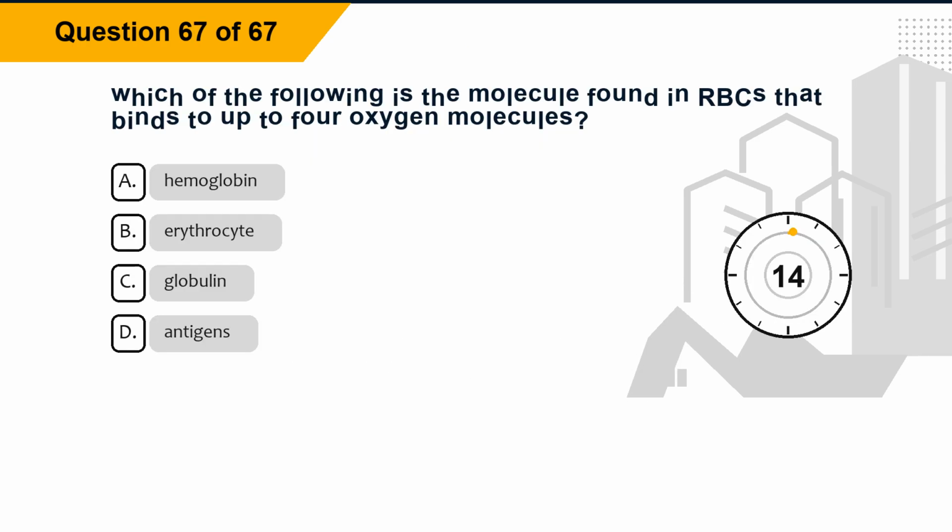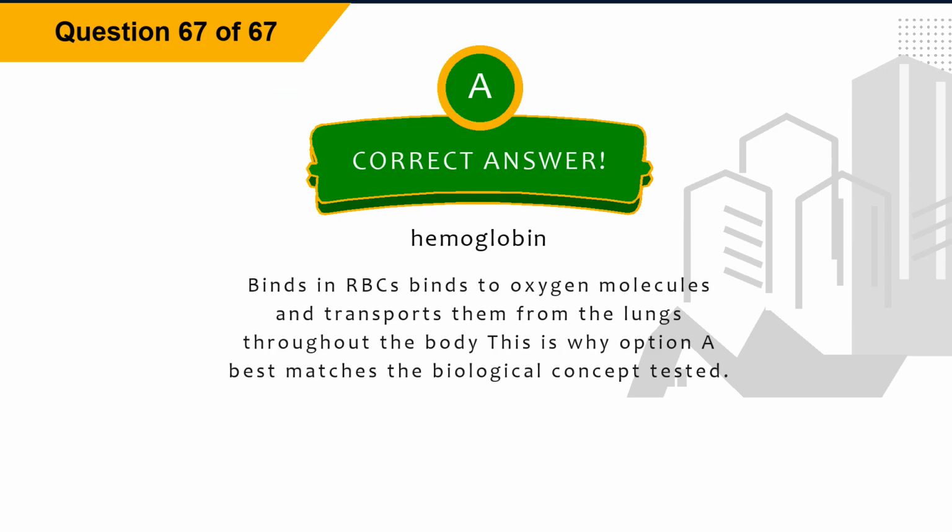Question 67. Which of the following is the molecule found in RBCs that binds to up to 4 oxygen molecules? Option A, hemoglobin. Option B, erythrocyte. Option C, globulin. Option D, antigens. The correct answer is option A, hemoglobin. Explanation: Hemoglobin in RBCs binds to oxygen molecules and transports them from the lungs throughout the body. This is why option A best matches the biological concept tested.